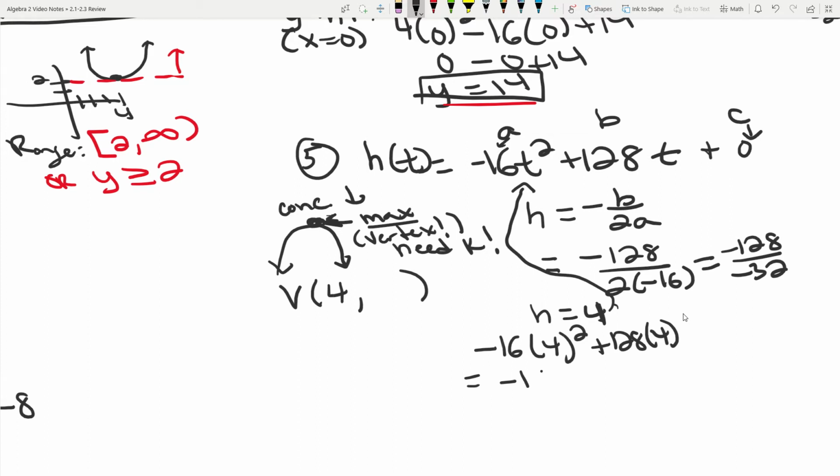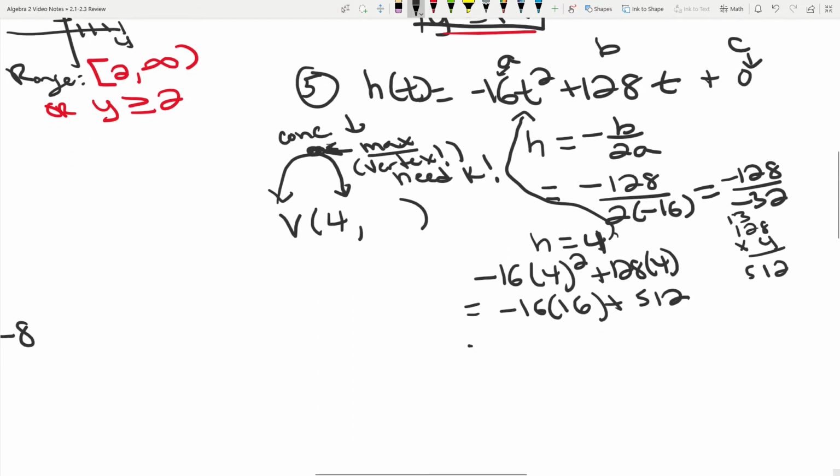In that case, so we got negative 16 times 4 squared is 16. All right, so now we got to do 128 times 4. So we're just going to do this by hand. All right, so we get 512 for that. And then negative 16 times 16 is negative 256. And then if you add those together, you should get another 256. All right, so 256. 256 what, you may ask? 256 feet, okay? So that is my k coordinate.